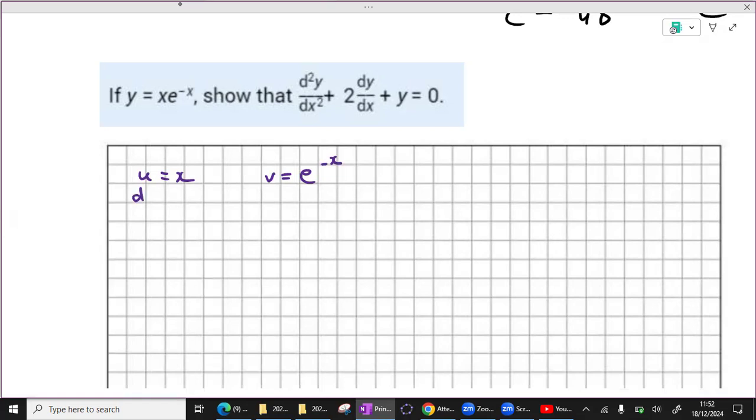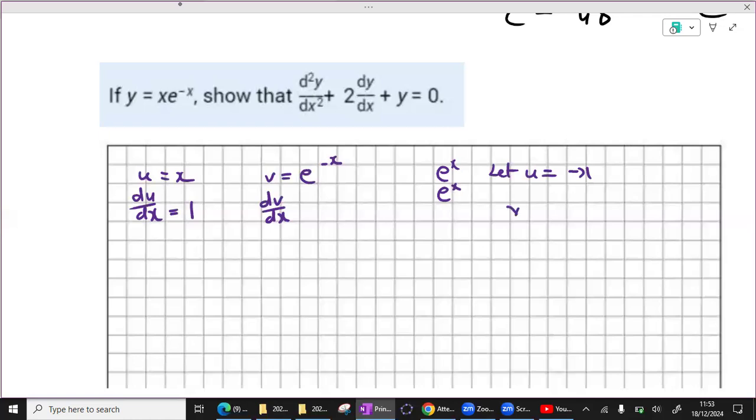So when I go to differentiate, du dx, I get just 1. Now, when I go to differentiate dv dx, some of you made a mistake here because you were thinking e to the x just becomes e to the x. And you're absolutely right, but this isn't just x, this is minus x.